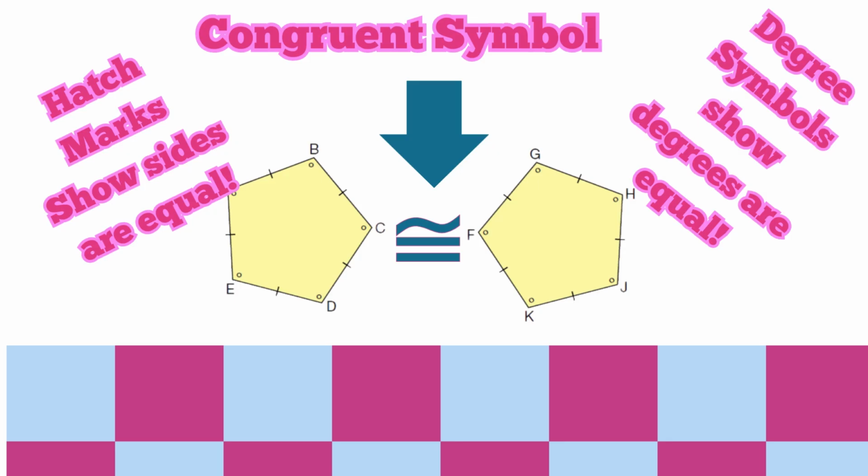Okay, another thing I want to mention here is small arcs with degree symbols show that angles are equal in measure. Those degree symbols, even though there isn't a number attached to them, let you know that the angles are equal. What these markings do is they help us quickly identify which parts of different shapes correspond to each other.